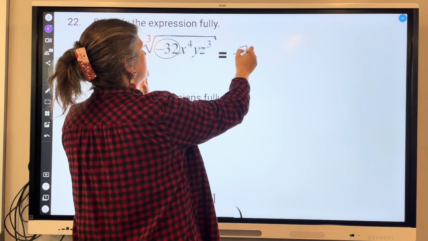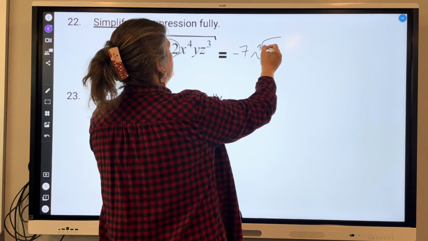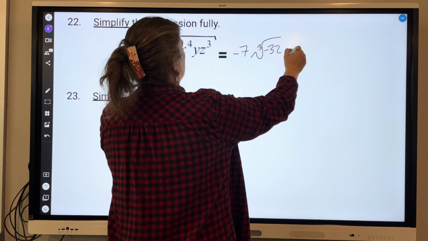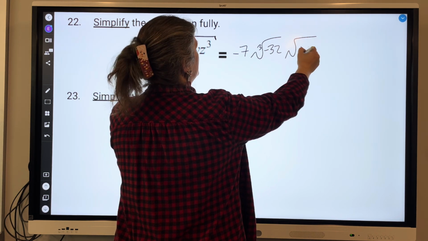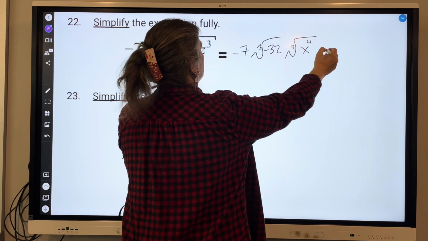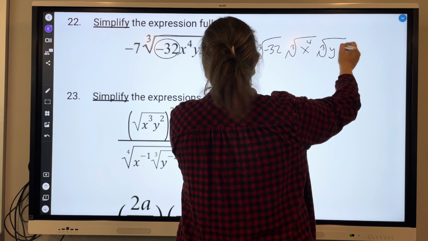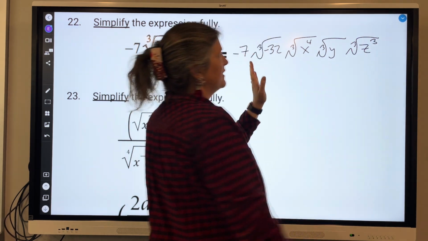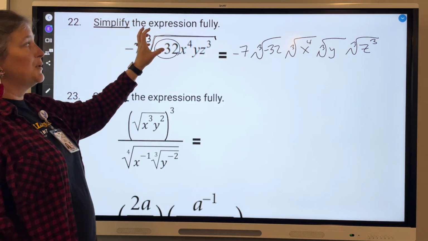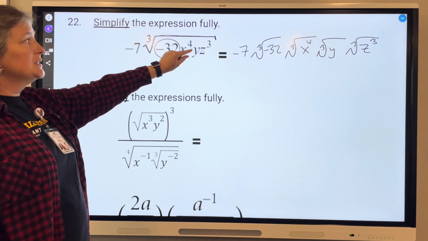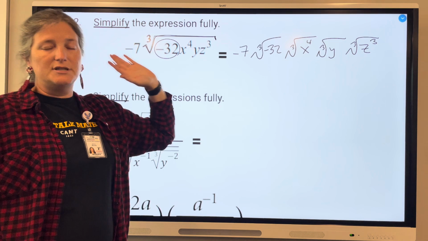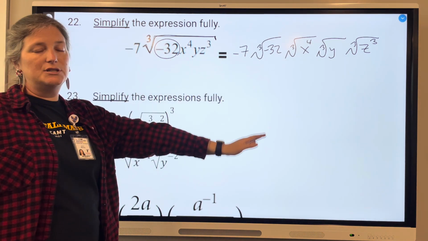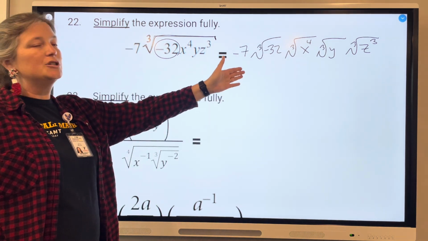I could even, in fact, rewrite this as individual cube roots if I wanted to, if it helped me understand that is valid. Just like exponents distribute across multiplication. If there was any addition, I could not do this. If there was any addition in this problem, I absolutely could not do this.